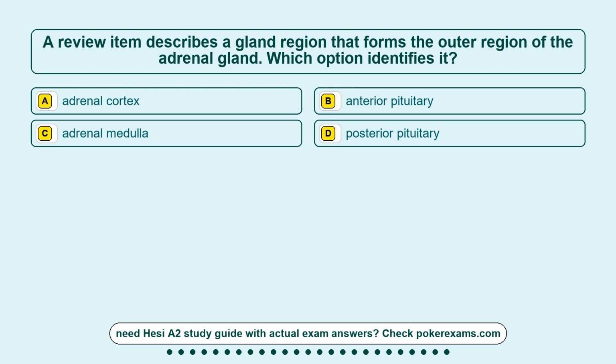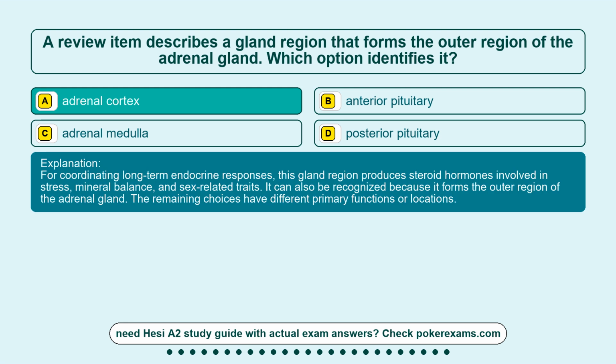Question 24. A review item describes a gland region that forms the outer region of the adrenal gland. Which option identifies it? Option A, adrenal cortex. Option B, anterior pituitary. Option C, the adrenal medulla. Option D, posterior pituitary. The correct answer is option A, adrenal cortex.